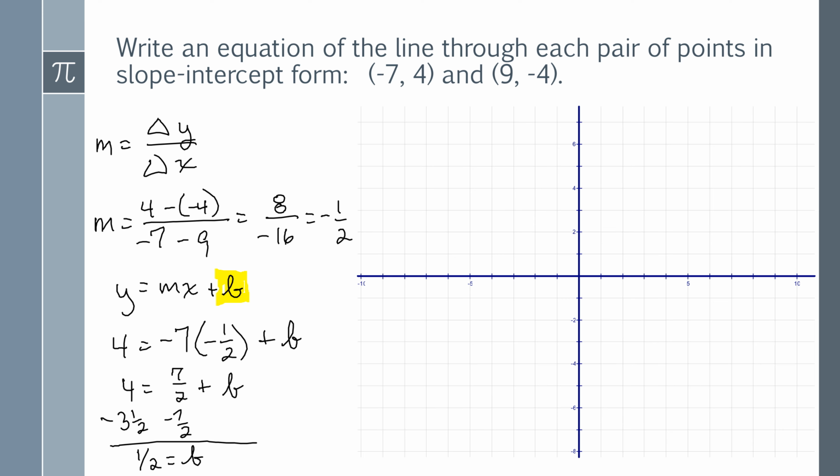So our equation would be y is equal to negative 1/2 x plus 1/2. Now, it's always a pain to try to graph fractions. So instead, we're just going to go to negative 7, which is right here, and up to 4. 1, 2, 3, 4. I'm going to put my dot here. Come over to 9 and go down 4, 2, 3, 4 here. And now we just connect our dots.